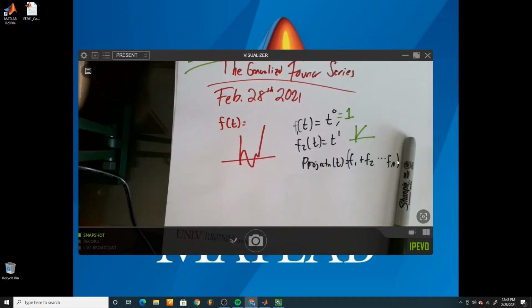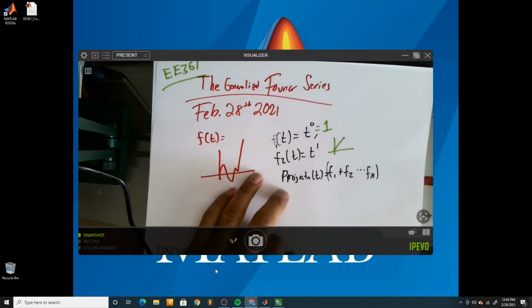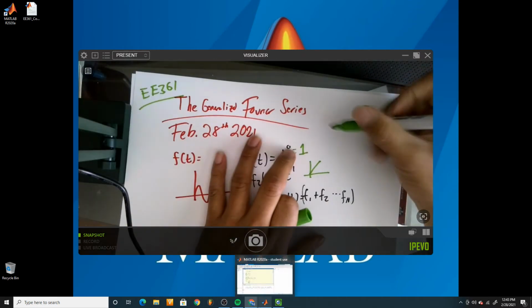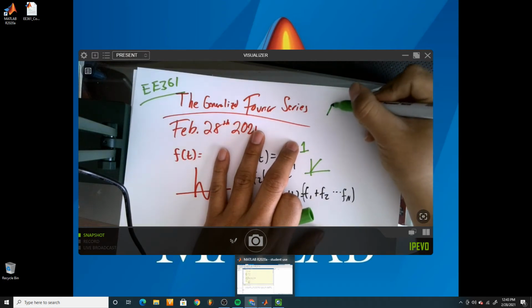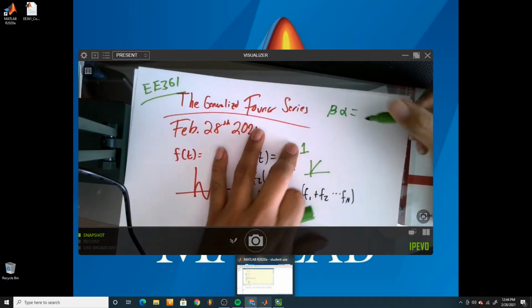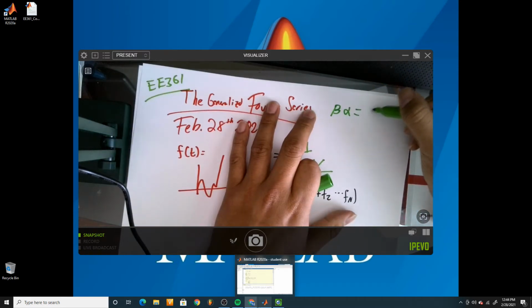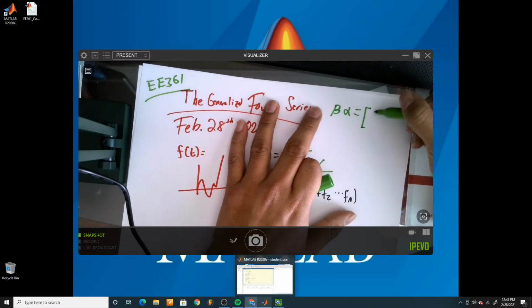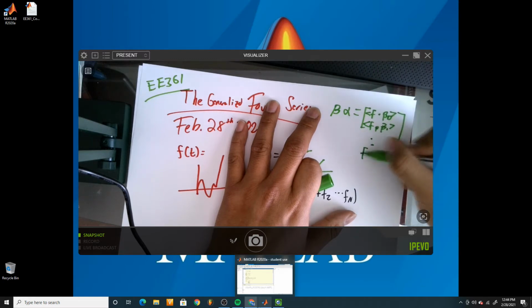Actually, let me show you what I'm talking about. So you already know your bases, and he does a script b, I think, times some alpha, which is equal to the dot product of your function times b1 or 0, f dot b1 dot dot dot f dot b of n.